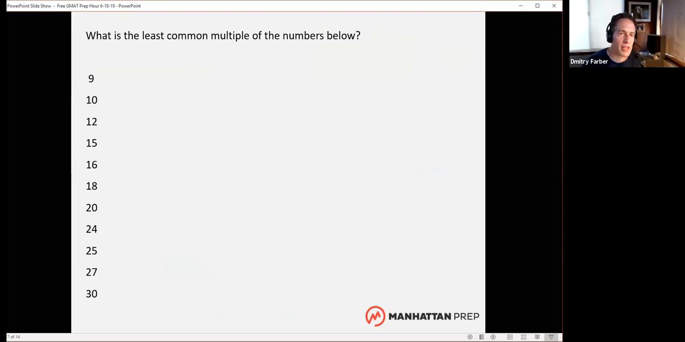For instance, if I notice that 10 is a factor of 30, 30 is a multiple of 10. So if I know it's a multiple of 30, I already know it's a multiple of 10. If I know it's a multiple of 18 and 27, I already know it's a multiple of 9. If I know it's a multiple of 24, I already know it's a multiple of 12. If I know it's a multiple of 30, I already know it's a multiple of 15. So some of these are kind of redundant, yeah?